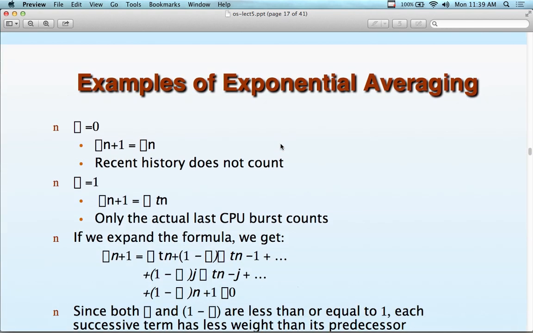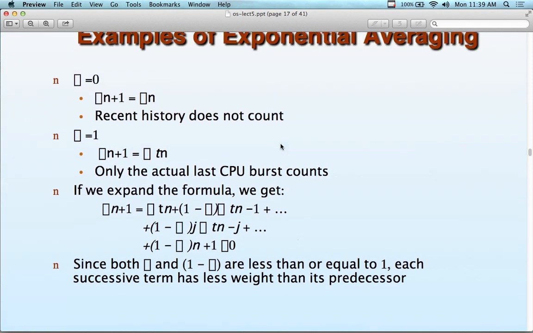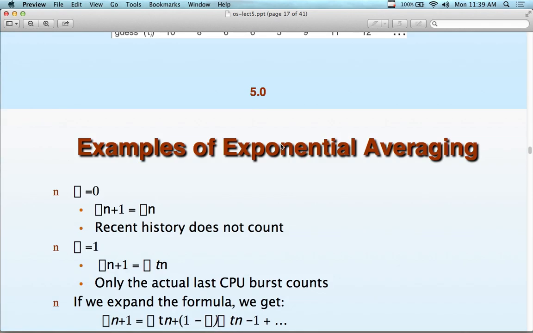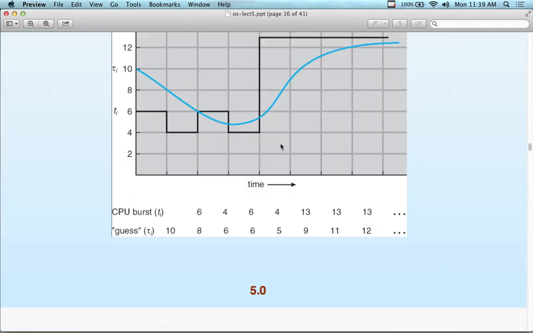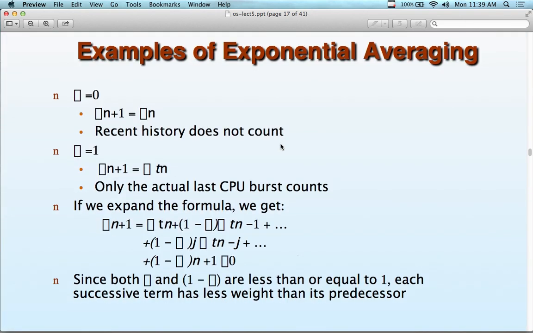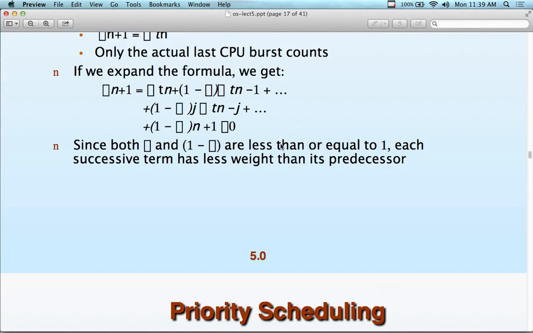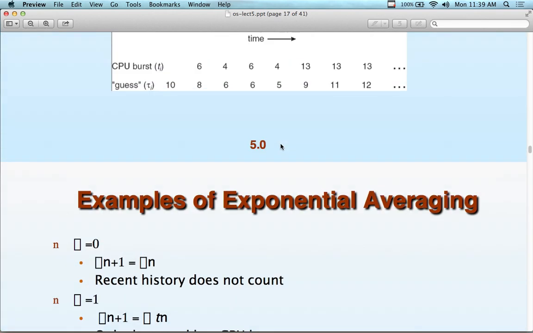So we have exponential averaging that can be done as well. You don't have to do any of this for your CPU algorithms. For your CPU algorithm, you can just use the actual burst times that are needed if you wanted to. I'm actually not going to go over the exponential averaging either, because this really isn't done anymore.